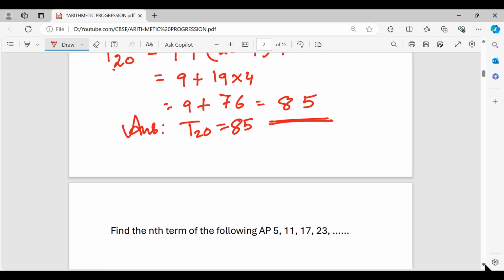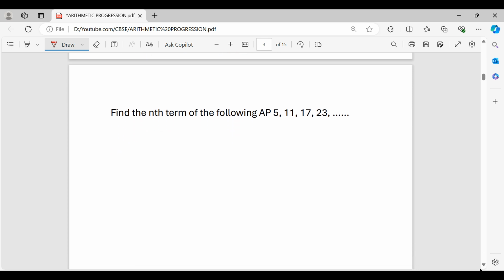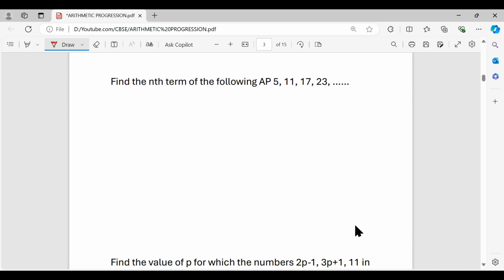Now let's go to the next part of this next question. Find the nth term of the following AP. Okay, so we have to find the nth term here. Okay, so how can we do that? Now, see, nth term is Tn equals a plus n minus 1 into d. So here no number is given. Means we have to just find the nth term. Means we will get the answer in terms of n only.